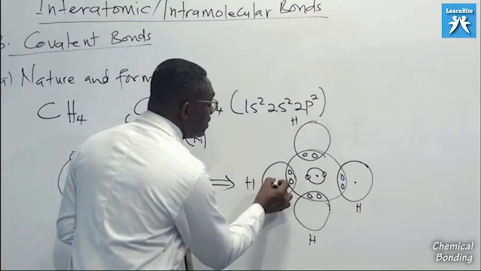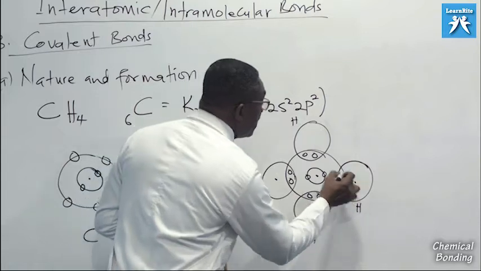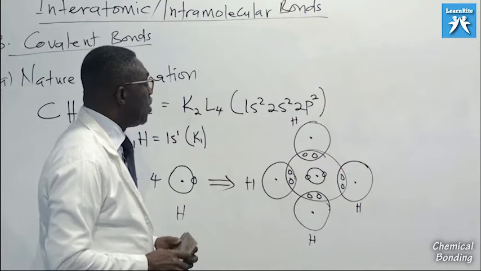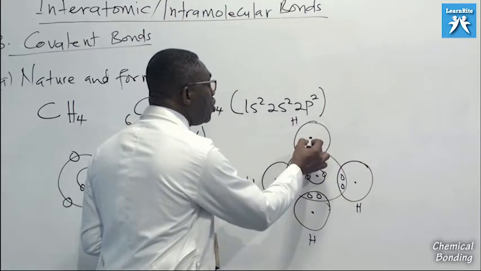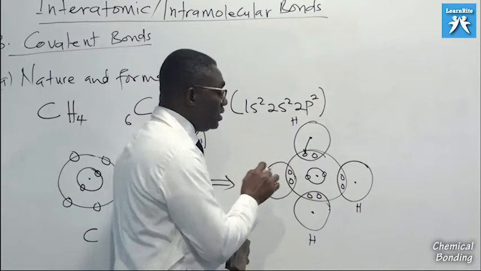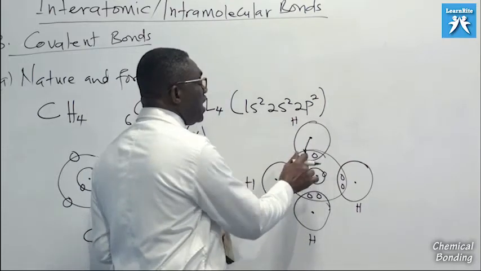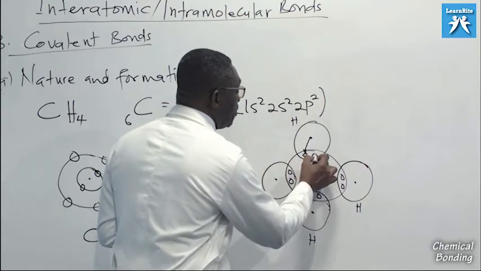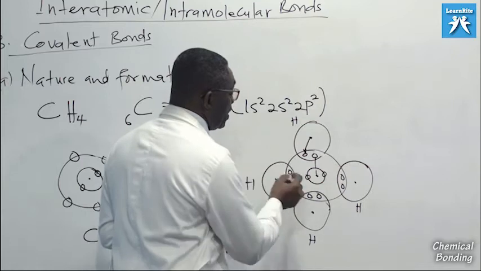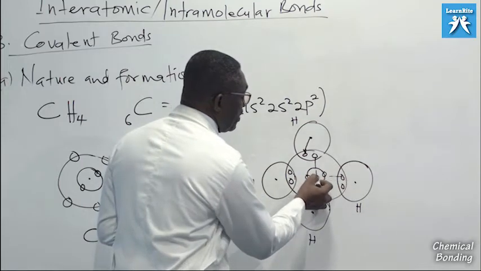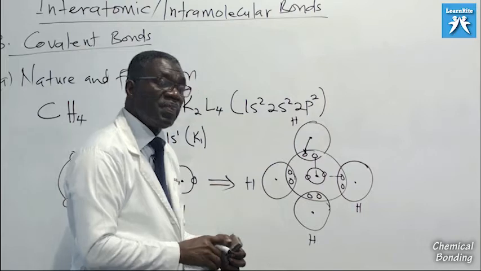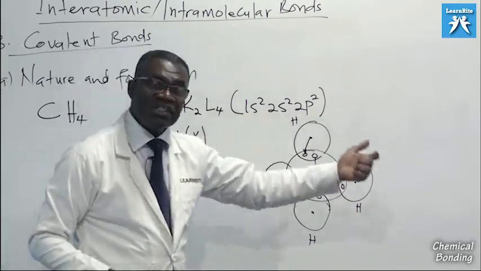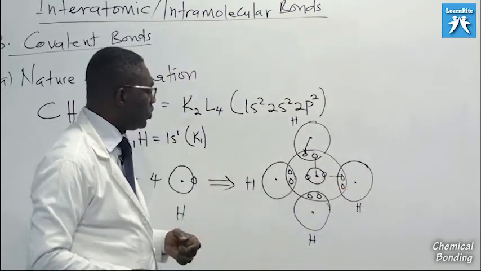The nucleus of each hydrogen atom will still hold on to its electron. Don't forget, now that carbon has contributed another electron there, it will look as if this electron will also be held by the nucleus of the carbon. This hydrogen here will be held by the nucleus of the carbon. But in all the 4, carbon will still hold the electron that it contributed to its nucleus, and hydrogen will hold its electron that it contributed to its nucleus.